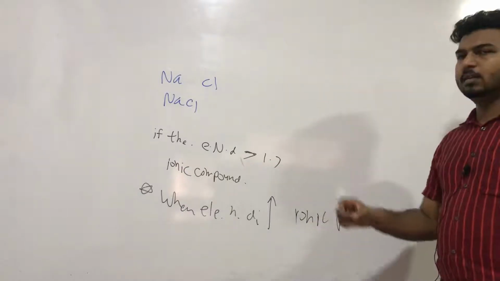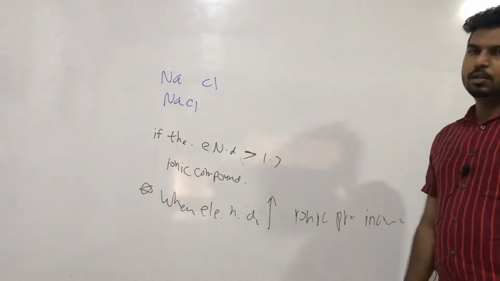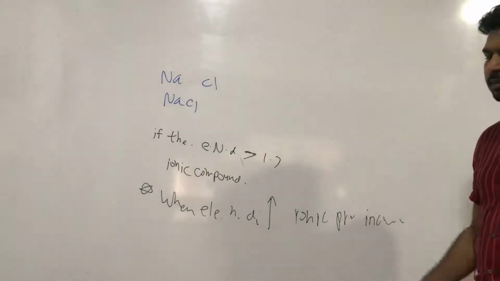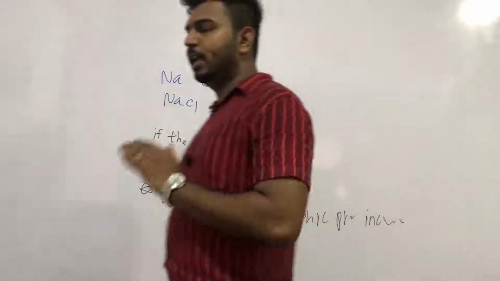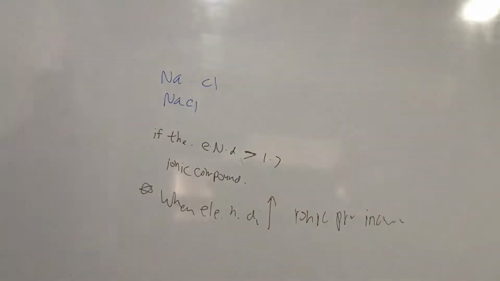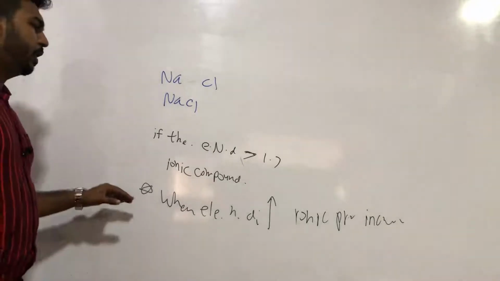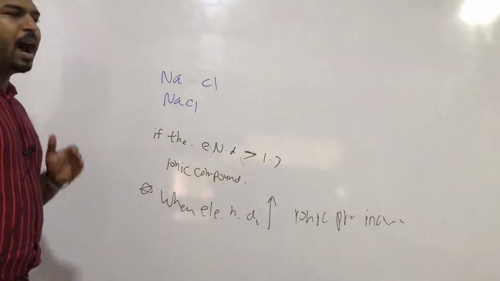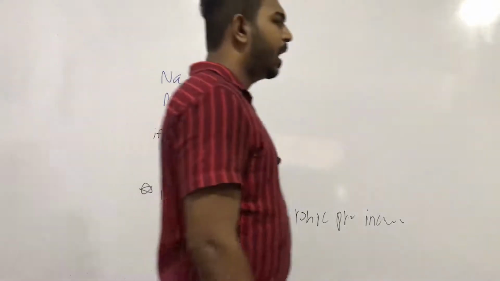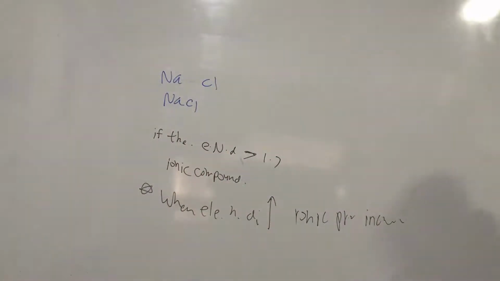Then put a mark with a color pen and write: when electronegativity difference increases, ionic properties also increase.